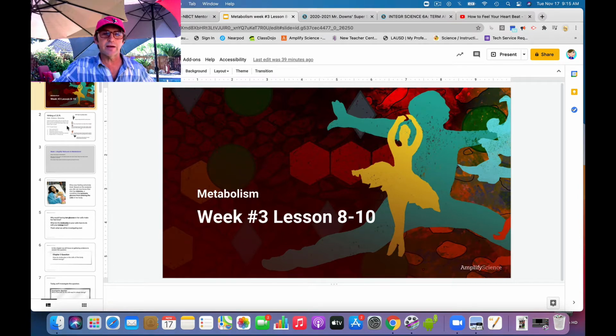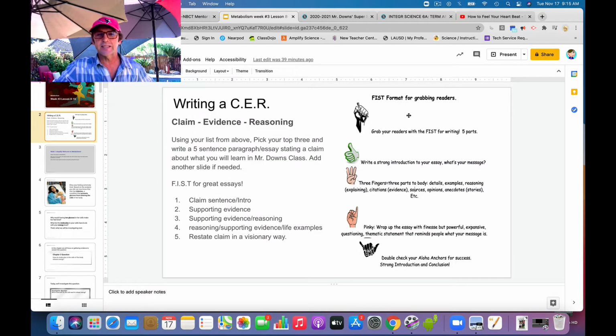So as usual, I have an outline for you here: how to write a CER, how to use the fist format for grabbing readers. That's my concept, because you always have your hand with you. Beginning, middle, end, details there. Check that slide when we start our writing this week.